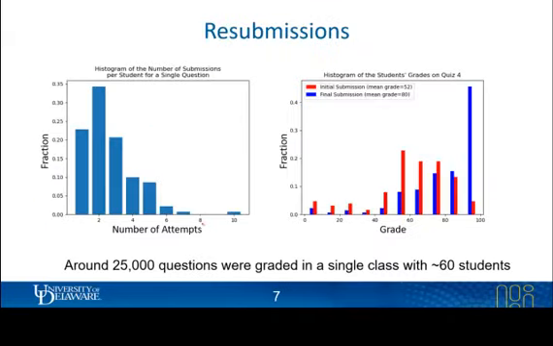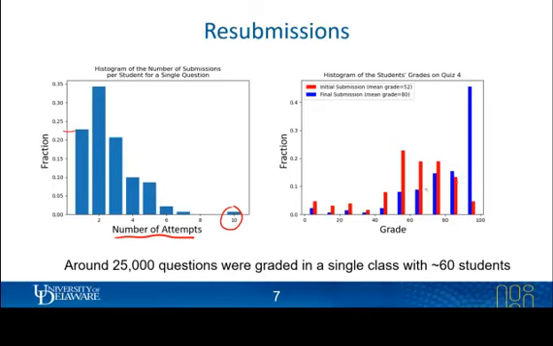So students really take advantage of this approach. This is a histogram of the number of attempts. We see that around 20% of the students just made one attempt on this question. But most students make multiple attempts, even all the way up to 10 attempts. And the grades are significantly improved. The red is the histogram of the grades of the initial submission, and the blue is the grades of their final submission.